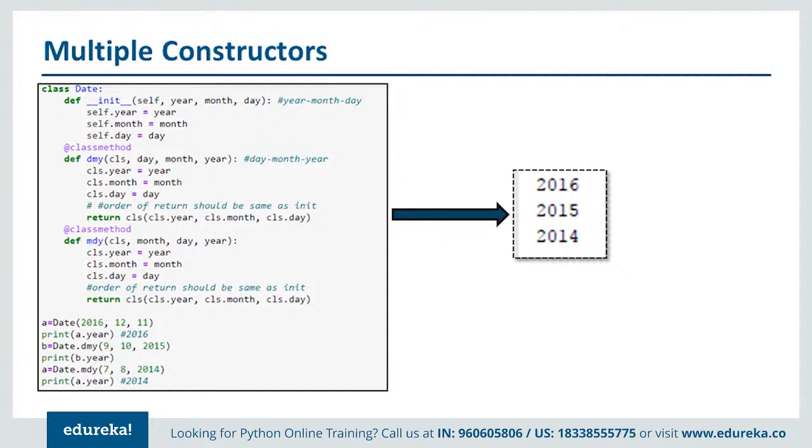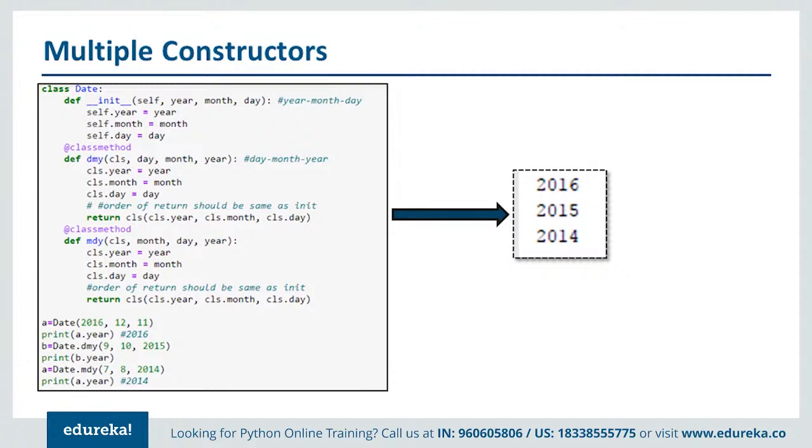Now when you do the initialization, when I say a is equal to date 2016, 12 and 11, this is an initialization which I am doing. Now I simply did a.year, which means I am trying to fetch the year attribute. If I say print a.month, then the month value will be printed. And if I say a.date, then the day value will be printed. This is happening because of the init constructor.